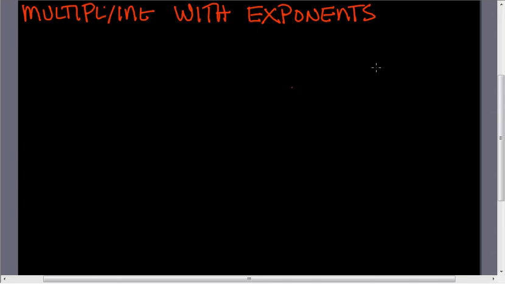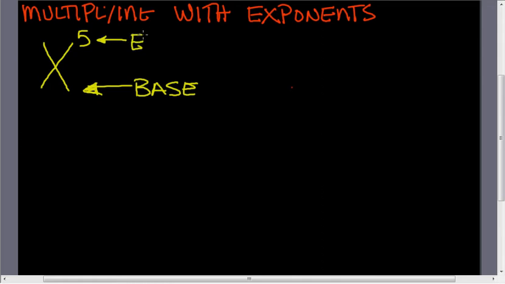Alright, so this is going to be multiplying with exponents. Before we start, we got to go over some basic terminology. We have something with a power. This guy along the bottom, this is called the base. The big number across the bottom, this is what the base is. The number up on the top, the little one, this is the exponent. And exponents are just a short way of writing repeated multiplication.